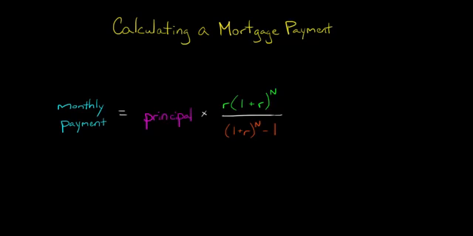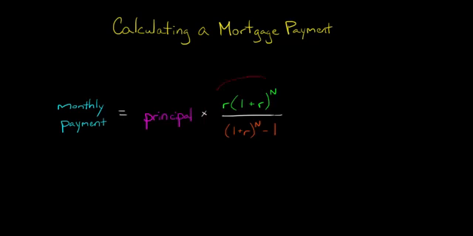In this video, I'd like to show you how you would calculate a mortgage payment. We have a really nifty formula where we say the payment, the monthly payment that's due, your mortgage payment, is going to be equal to the principal. That's how much money you're borrowing. So if you're borrowing $120,000, that's your principal, and you're going to multiply it by this fraction right here.